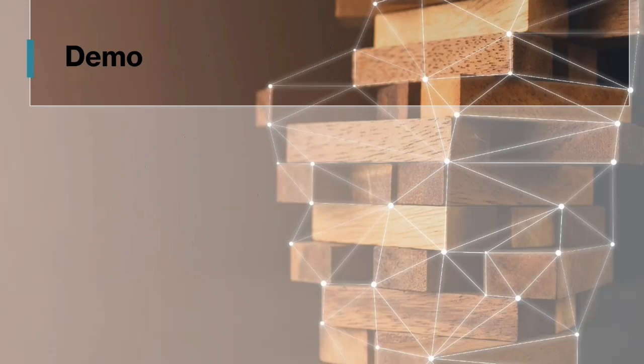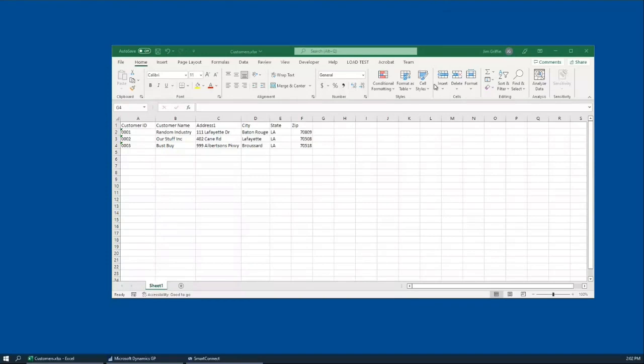So let's just see how easy it is to integrate. We're going to take a spreadsheet that's got some customers, and we're going to build an integration from scratch and pull it into Great Plains. And then I'll show you the data inside Great Plains. So let me share my screen here. We're not trying to do anything too crazy, but I want to demonstrate how quick and easy it is to create some of these integrations.